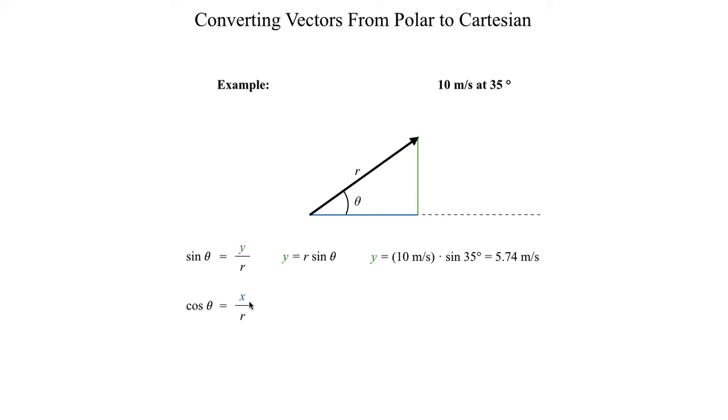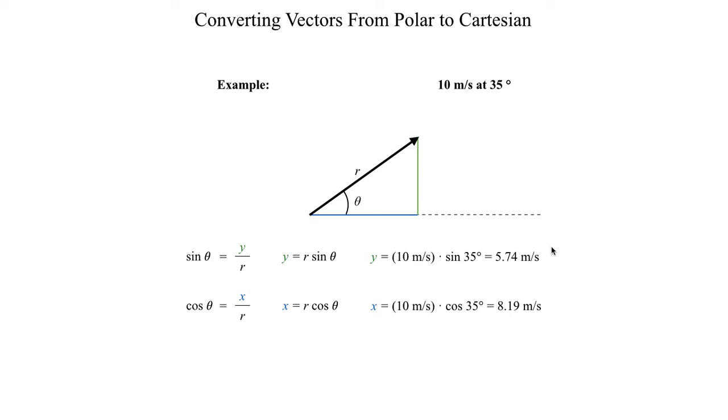Again, we have to algebraically isolate the value of x. The x component is equal to the magnitude of the vector times the cosine of the angle that it's directed at. In this particular case, the x component is equal to 10 meters per second, which is our magnitude, times the cosine of our angle, 35 degrees. If we plug that into a calculator, which is in degrees mode and not radians mode, we get that the x component of our velocity is 8.19 meters per second.